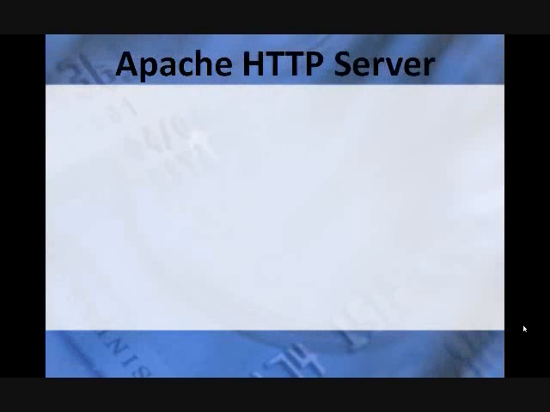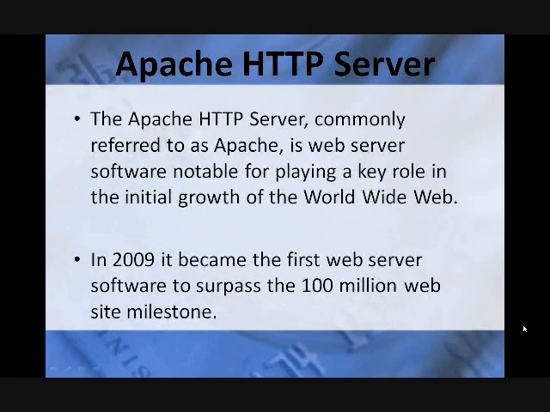Apache HTTP Server. The Apache HTTP Server, commonly referred to as Apache, is a web server software notable for playing a key role in the initial growth of the World Wide Web. In 2009, it became the first web server software to surpass the 100 million website milestone.